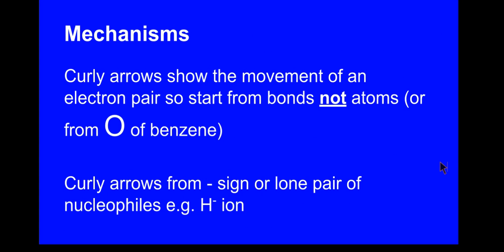So in mechanisms, the curly arrows show the movement of an electron pair, so you must start them from bonds, not atoms, or if it's a benzene mechanism, from the delocalized electron cloud. Curly arrows from a minus sign or a lone pair of a nucleophile. Example, the H-, the hydride ion.